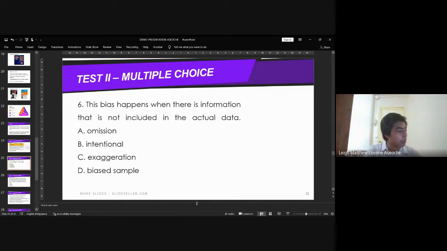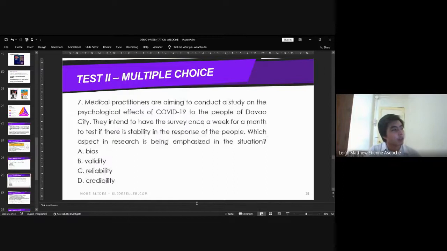Okay. Number 7. Medical practitioners are aiming to conduct a study on the psychological effects of COVID-19 to the people of Davao City. They intend to have the survey once a week for a month to test if there is stability in the response of the people. Which aspect in research is being emphasized in this situation? A, bias, B, validity, C, reliability, D, credibility.